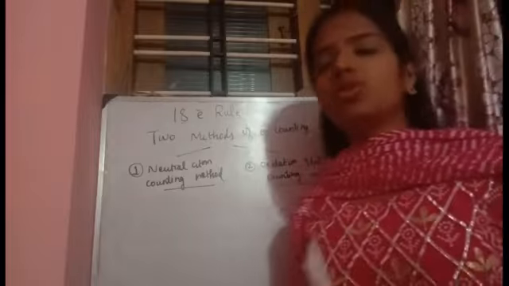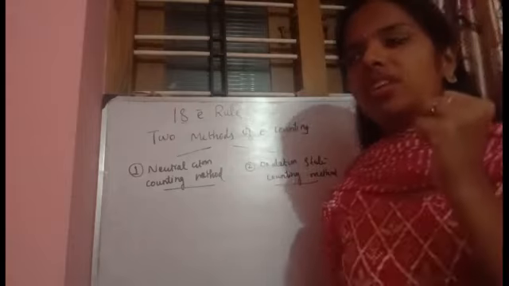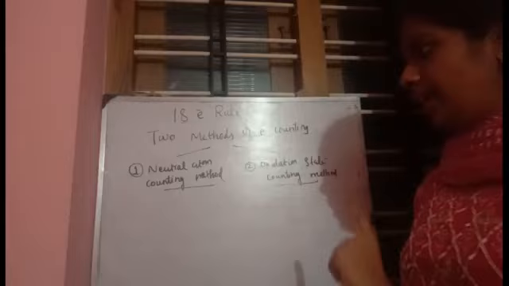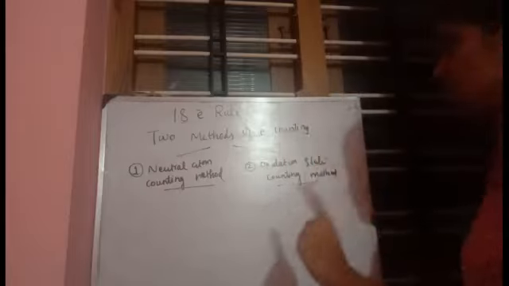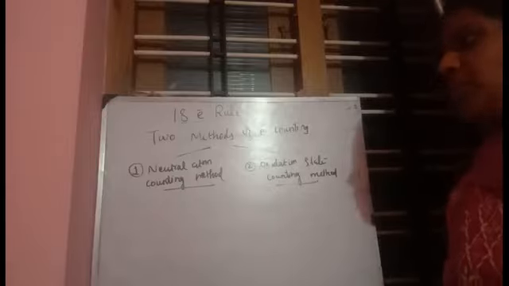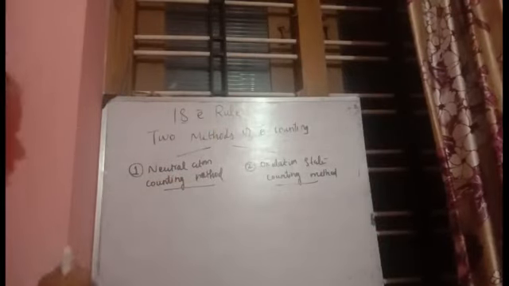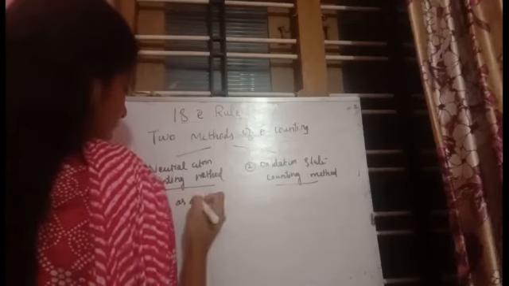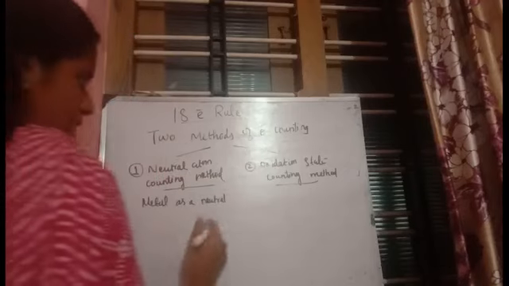In general, there are two methods of electron counting. When you are provided with an organometallic complex, you can count the number of electrons by two methods: one is the neutral atom counting method and the next one is the oxidation state counting method. Both of these methods provide the same result. In the neutral atom counting method, the metal is considered as a neutral atom, and according to that you take the number of electrons.